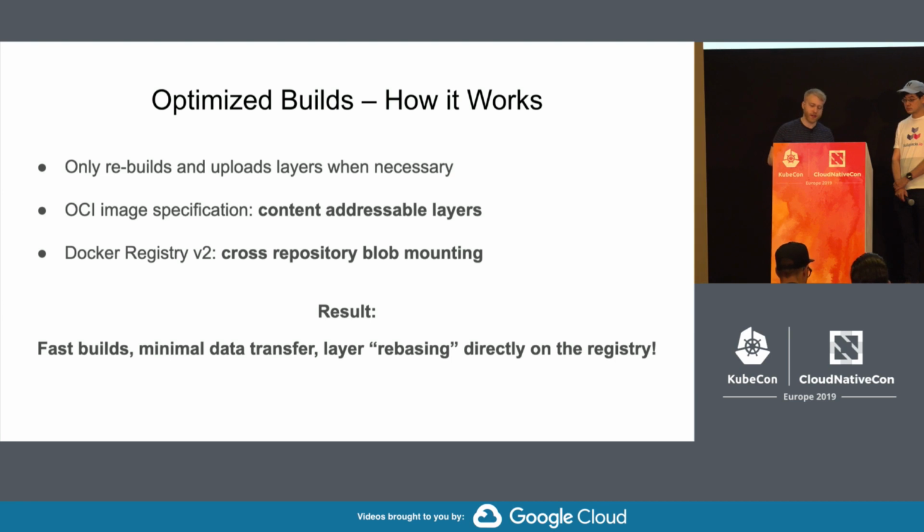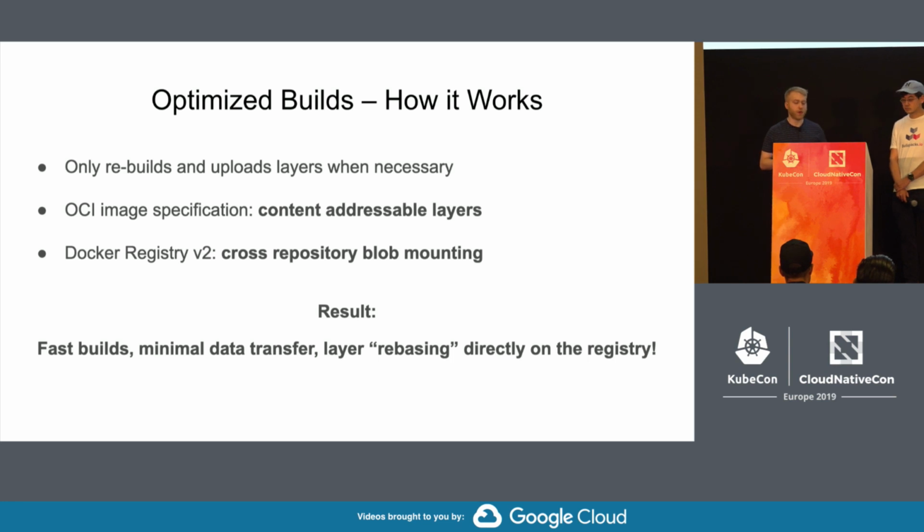A question we get sometimes is, why didn't you move to this model sooner? What's the significance of doing this now? The answer is there are two key features, one in the OCI image format and one in Docker registries, that are relatively new and that we really couldn't use before. We couldn't move to the model because of them.